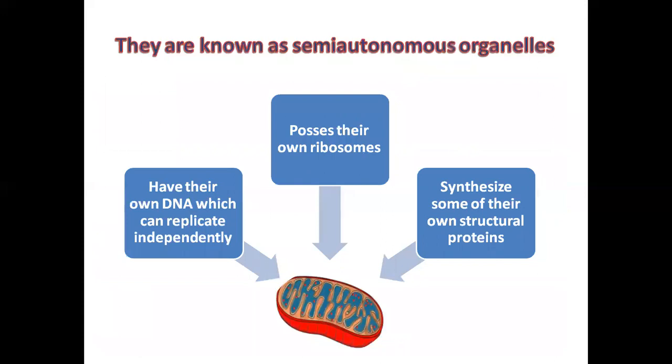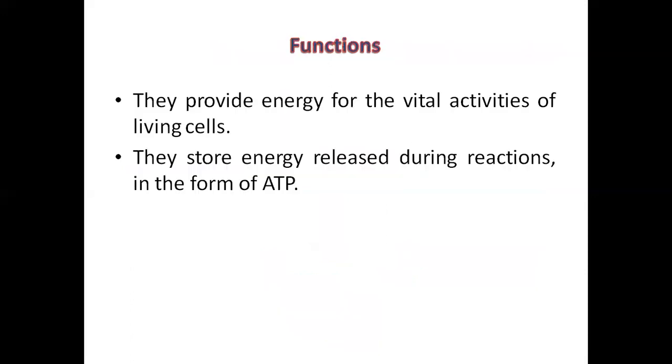As I just told you, mitochondria are also known as semi-autonomous cell organelles because they contain their own DNA. That means they can replicate independently. Mitochondria also possess their own ribosomes, and as we know, ribosomes are the cell organelles responsible for synthesizing proteins. So the mitochondria has the capability to synthesize some of its own structural proteins. And for this reason, these cell organelles are known as semi-autonomous cell organelles.